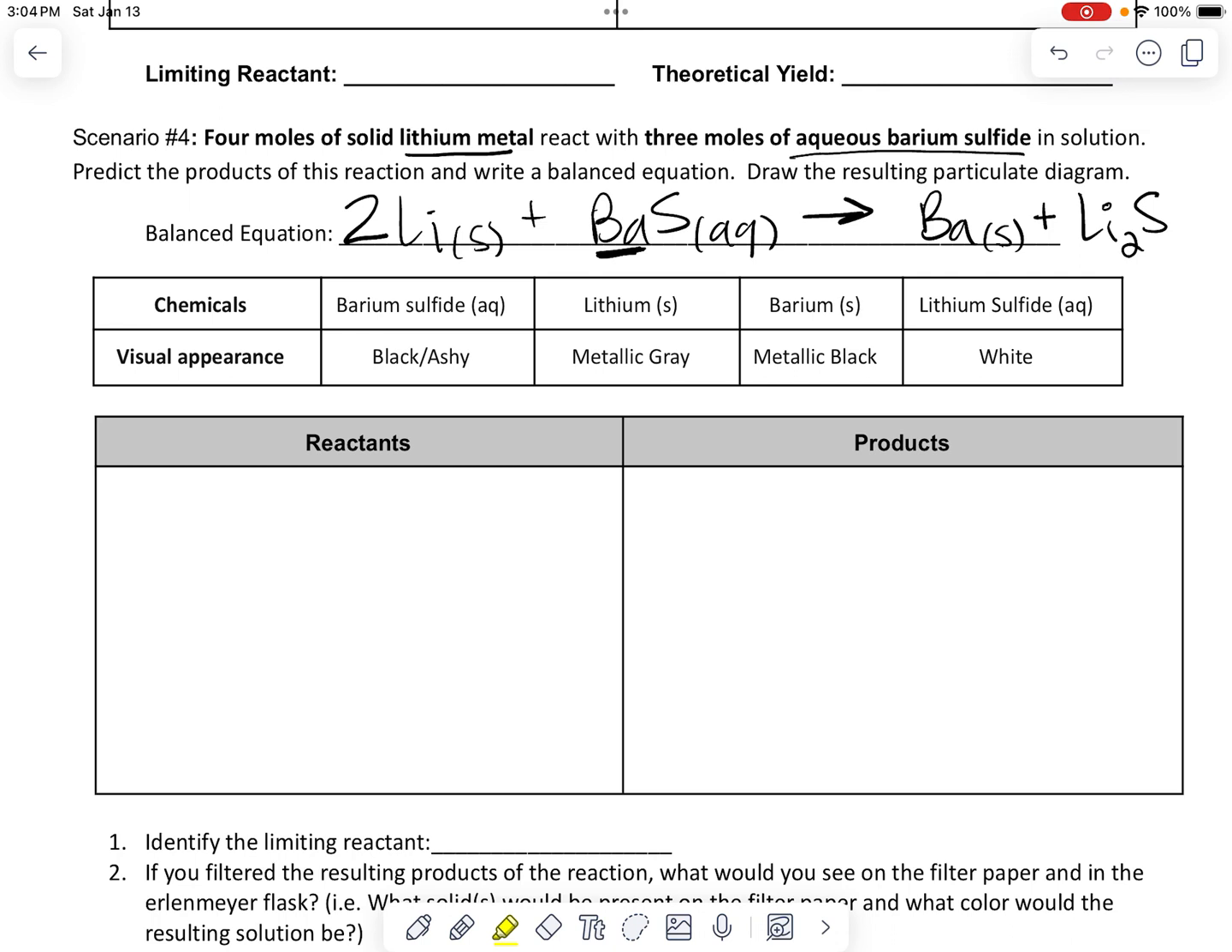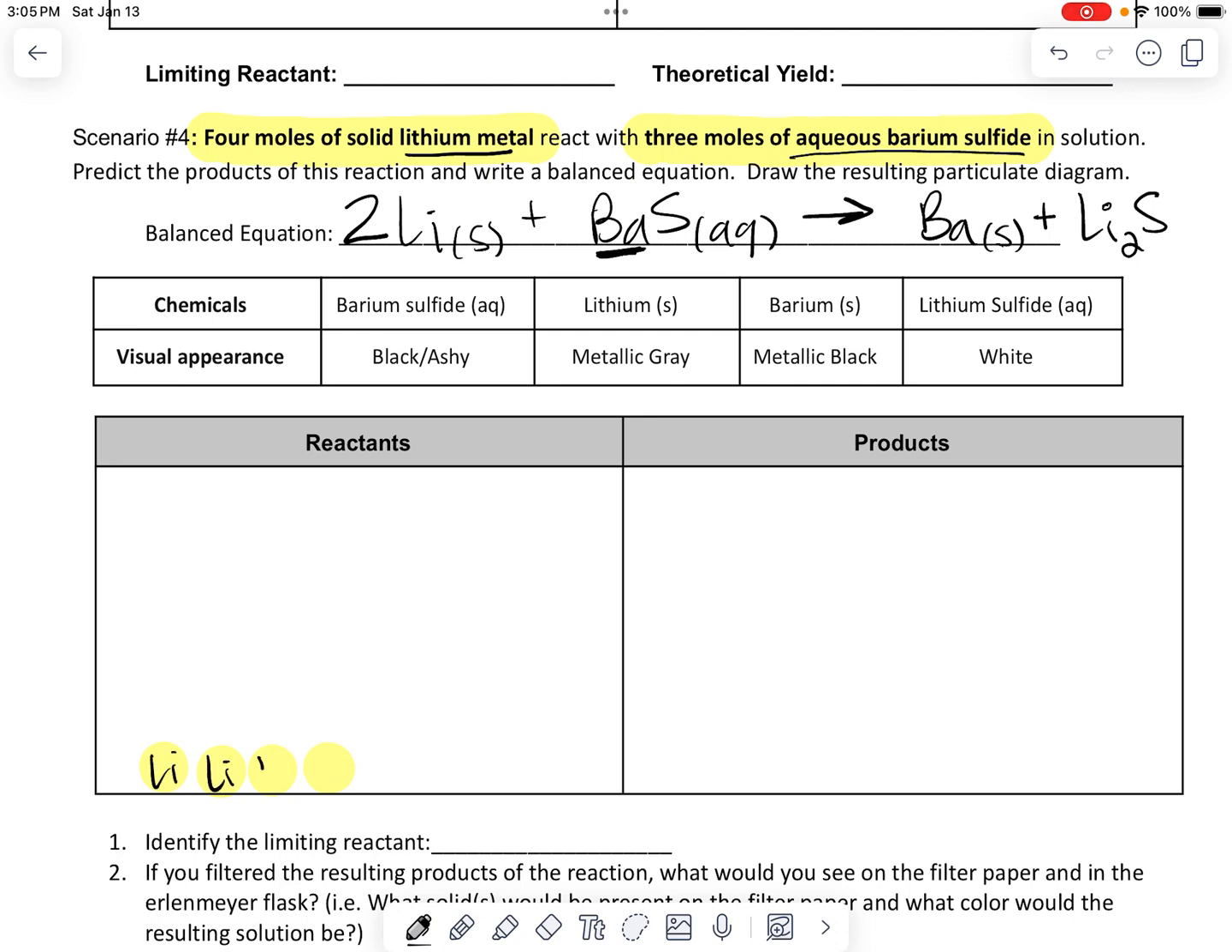When I'm modeling, I have to look at the scenario. Up to this point, we've been modeling just the balanced equation, but now the problem is telling us how much of each reactant we have, and that's what we need to draw in the reactant box. So I have 4 moles of solid lithium and 3 moles of my aqueous barium sulfide. Okay, so let's draw in our 4 moles of solid lithium. Those will go at the bottom of the container because they are solid and would sink.